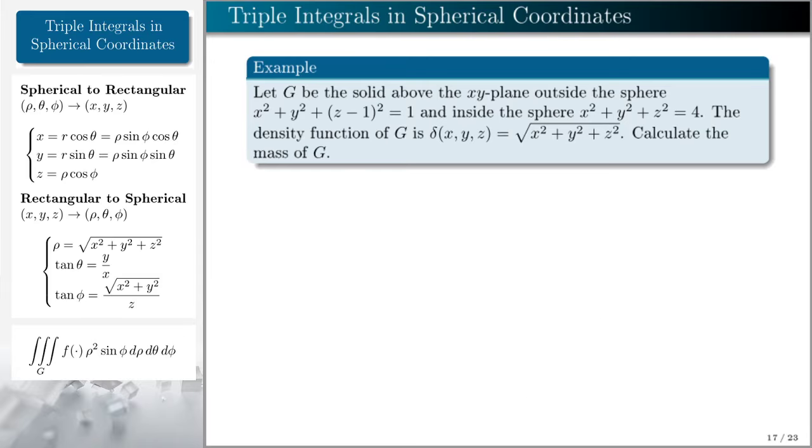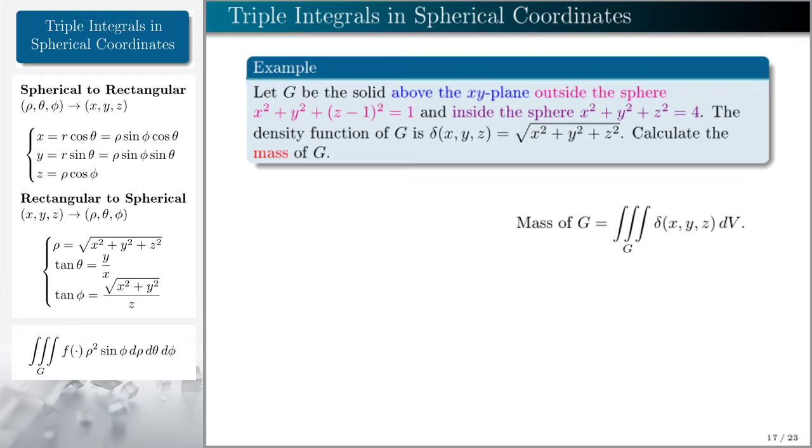Let's have another example. So I want to find the mass of my solid G, given that the solid is above the xy plane, outside the sphere x squared plus y squared plus (z minus 1) squared equal to 1, and inside the sphere x squared plus y squared plus z squared equal to 4. And its density function is given as follows. So what I need is the mass. And as you remember, mass will just be the triple integral of my density function. As I have said before, I will first be ignoring my density function and analyze what my G is.